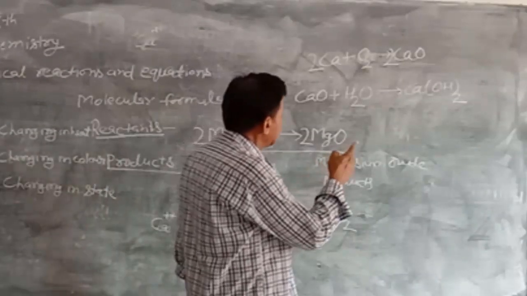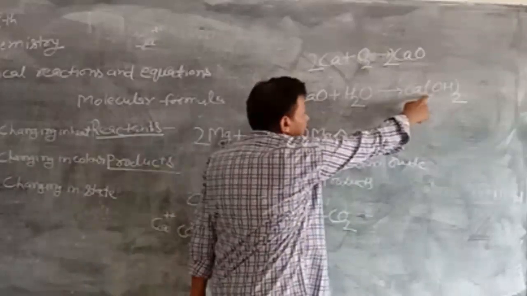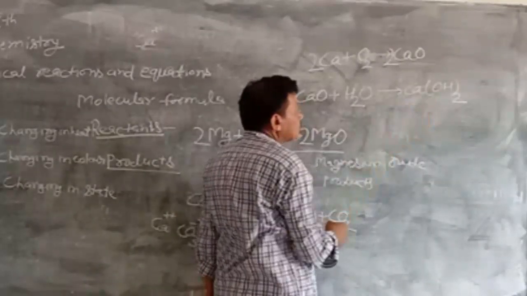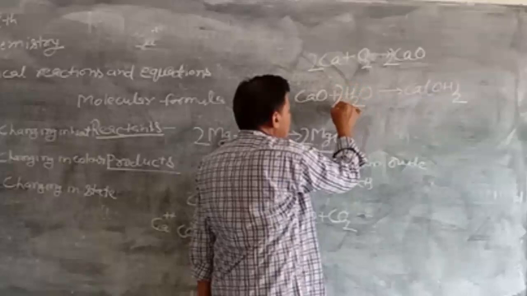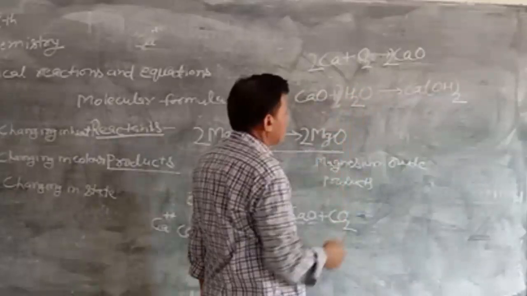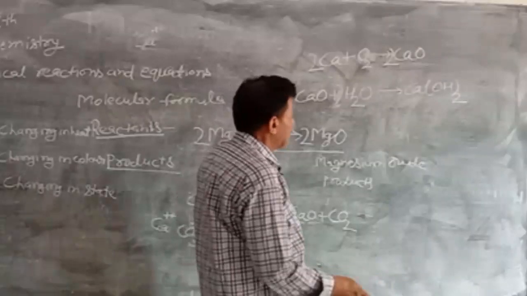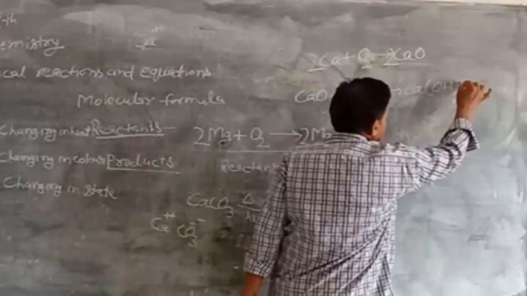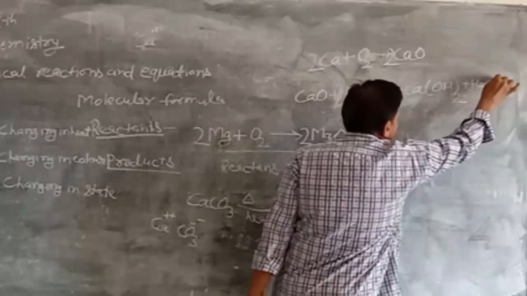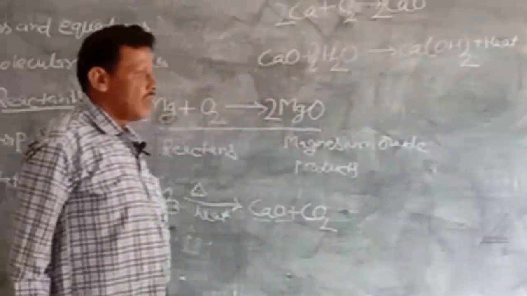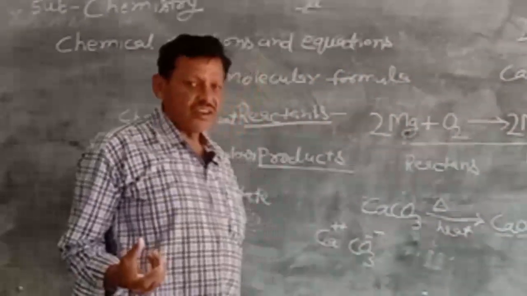Then we balance the oxygen atoms. Here the number of oxygen atoms is 2. Then we write 2H2O, 2 hydrogen, 2 calcium. It is a balanced chemical equation, plus heat. Then we see a change in heat.